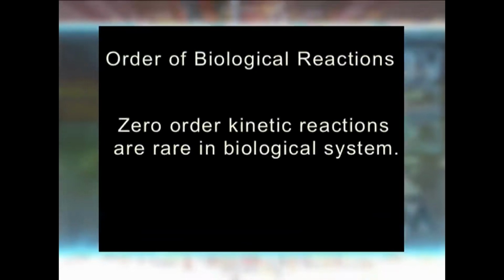Now, the question is, what are the orders of reactions that we see in the biological system? And the answer is, zero order kinetic reactions are rare in biological systems, except for some decomposition reactions which go really slowly. Zero order reactions are not that common in biological systems. First order kinetics are perhaps the most common reactions that take place in the biological world. Microbial growth and many other growth that we see in the biological world is first order kinetics.